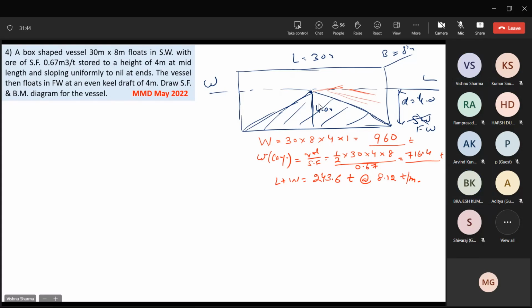Okay. So for ship-shaped, box-shaped vessel, don't think of Newton, kilonewton, stick to tons only. Don't even consider that way, right? Now, guys, we are good to make the load table.